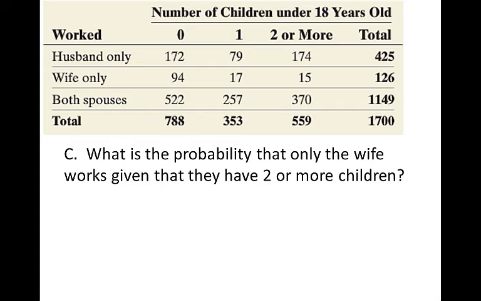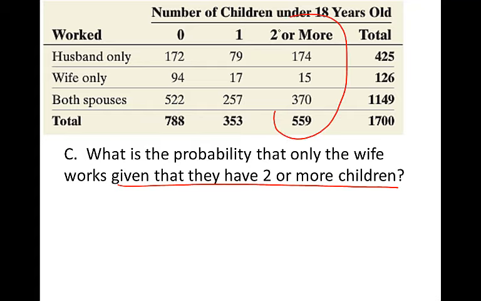What is the probability that only the wife works given that they have 2 or more children? See if you can do this one on your own. No help from me. All right, welcome back. I know you paused it. So, given that they have 2 or more children, where are we going to focus? 2 or more children, right? So I'm going to focus right here.